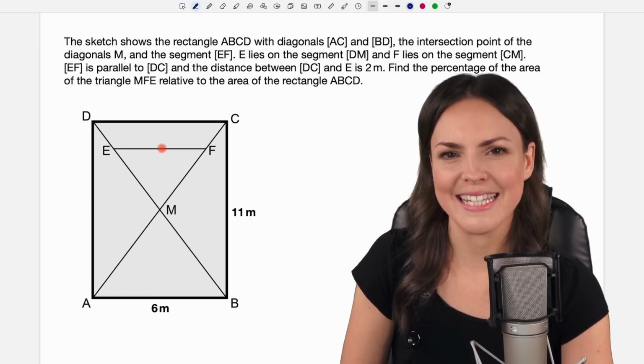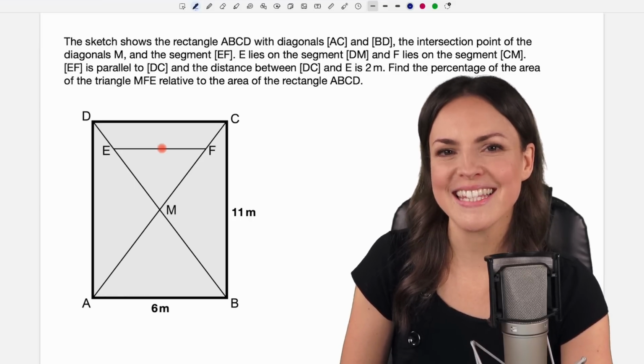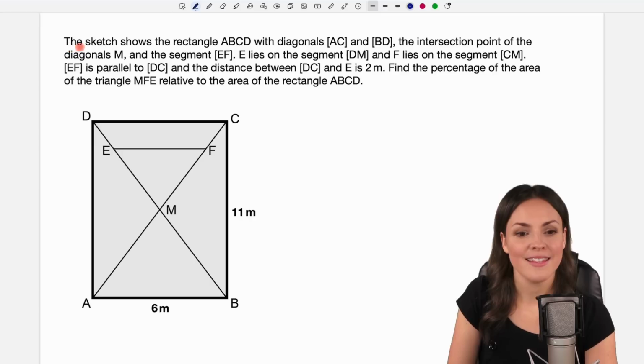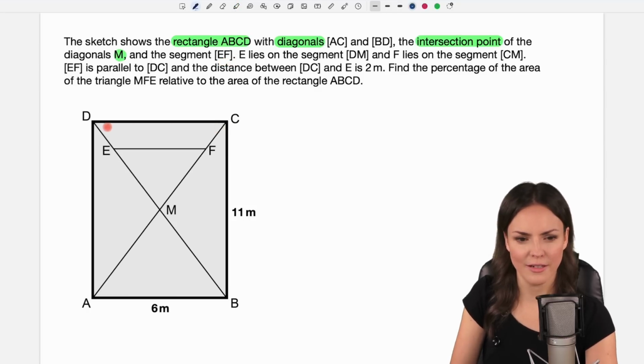It was part of an exam in Germany that you have to pass at the end of 10th grade, so let's take a look at it together. The sketch shows the rectangle ABCD with diagonals AC and BD, the intersection point of the diagonals M, and the segment EF. So let's take a look at our sketch.